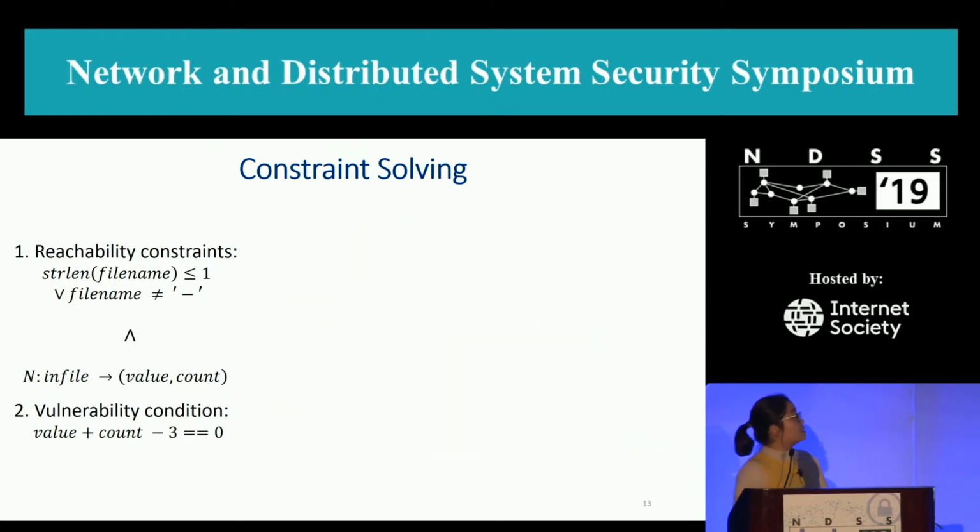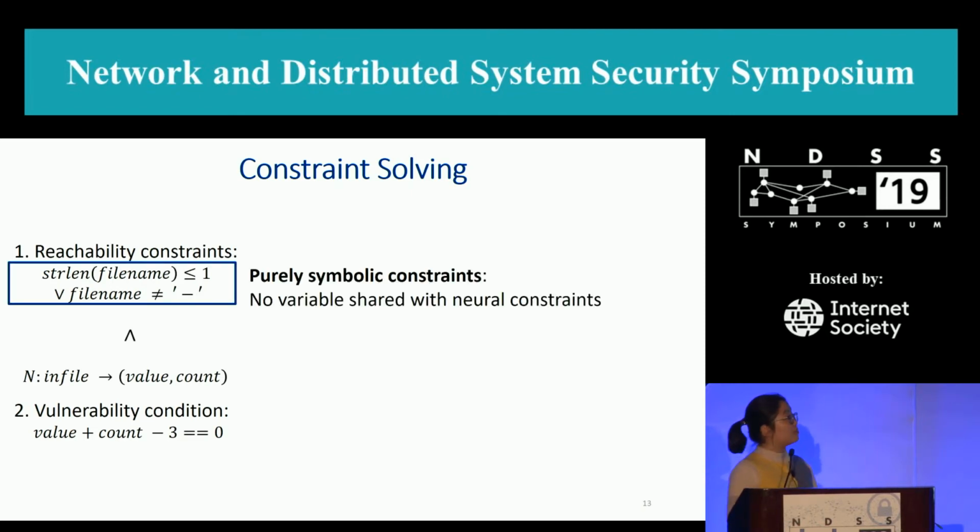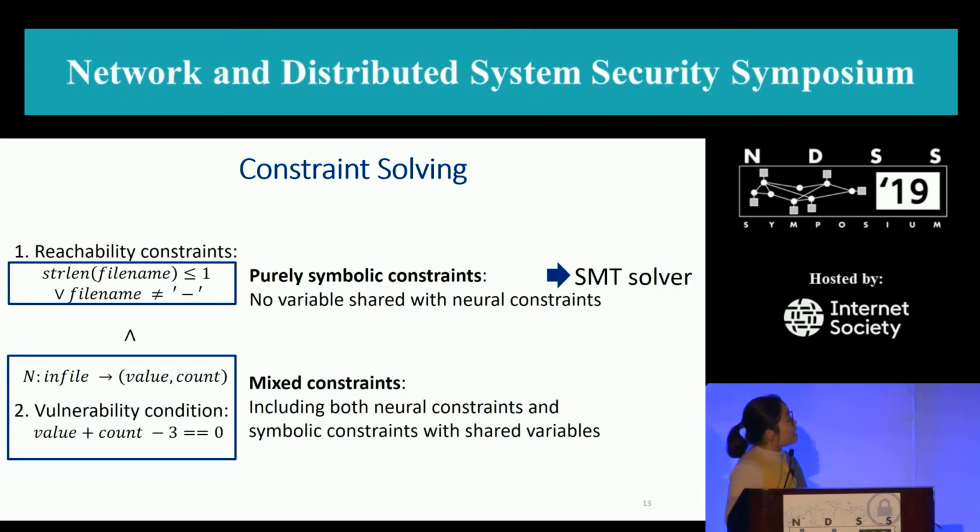These two constraints can be classified into two classes. One, the pure constraints. As you can see in this example, we will have these purely symbolic constraints, which do not share any variable with the neural constraints. These constraints can be simply solved by SMT solvers. The other constraints that we will get are called mixed constraints, which include both neural constraints and symbolic constraints with shared variables. Since these constraints include neural constraints, they cannot be directly solved by SMT solvers.